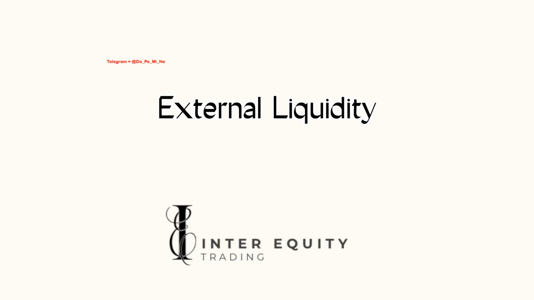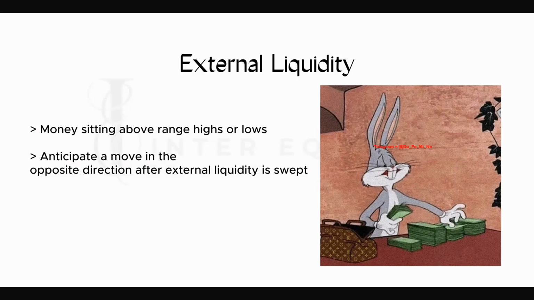Alright, so in today's video, I'll be going over external liquidity. External liquidity is basically money that is sitting above or below range highs and lows. So it's basically people's stop losses sitting above range highs and range lows.